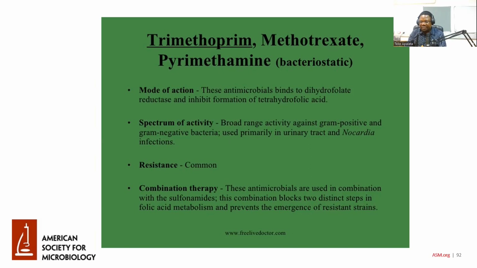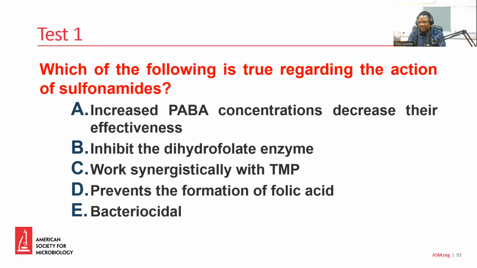Now, trimethoprim can be used in combination with sulfonamide, and this combination helps in blocking the synthesis of folic acid at two distinct phases, which prevents the emergence of resistant strains if they are used in combination. Okay, so let's move to our first test.